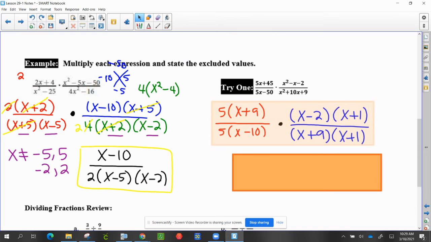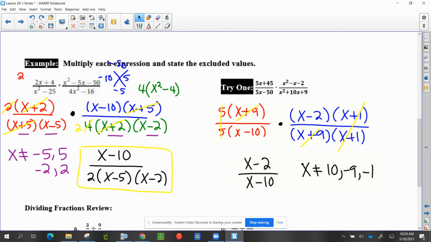Okay, if you did it correctly, here is my work. I factored out everything, 5s from the two left expressions. The trinomials should have factored this way on the two right expressions. If you look at this, you do get a lot that cancels. The 5 should cancel. Your x plus 9s will cancel. Your x plus 1s will cancel. So final answer, you should have x minus 2 left on top and an x minus 10 left on bottom.